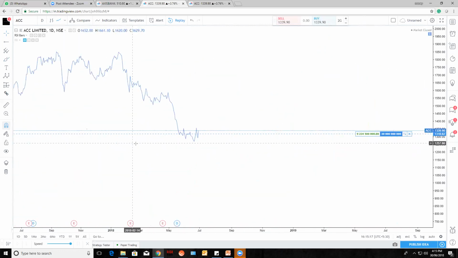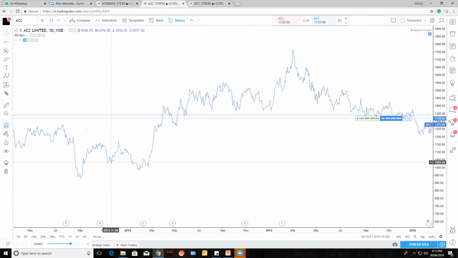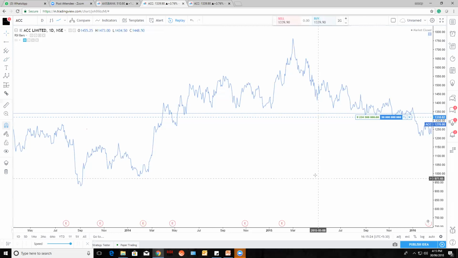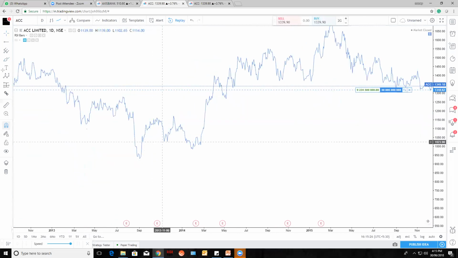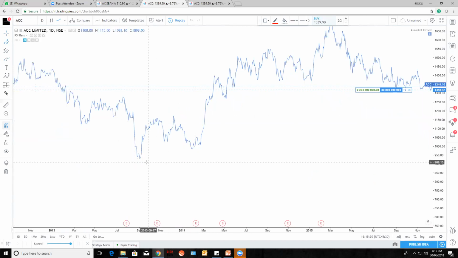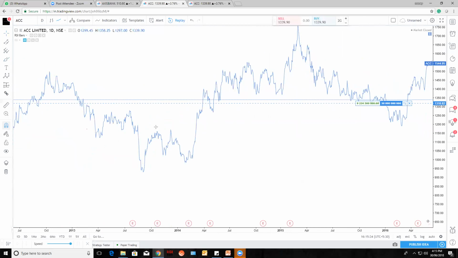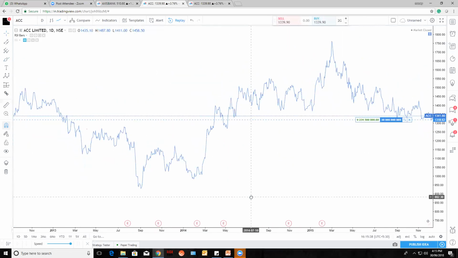Let's say any particular piece you take. Let's say you are taking this particular piece. Okay, you take this particular piece. What are the things we learned? We learned channeling, support and resistances, candlesticks, and line chart. If you see here, you just count the waves.